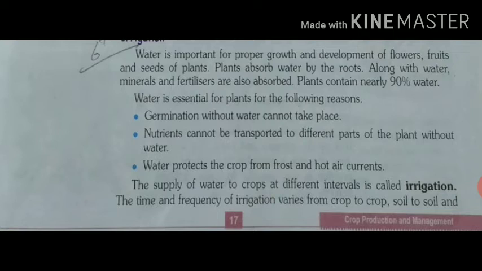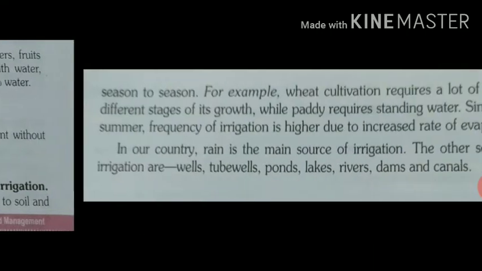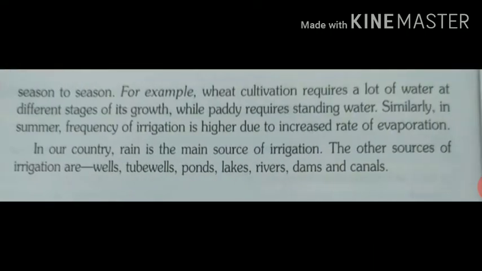The time and frequency of irrigation varies from crop to crop, soil to soil, and season to season. For example, wheat cultivation requires a lot of water at different stages of its growth, while paddy requires standing water. Similarly, in summer, the frequency of irrigation is higher due to an increased rate of evaporation. In our country, rain is the main source of irrigation. The other sources of irrigation are wells, tube wells, ponds, lakes, rivers, dams, and canals.